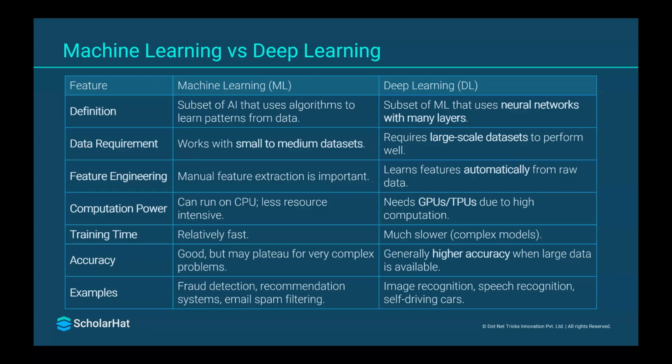Machine learning is a subset of AI that uses algorithms to learn patterns from the data. From the data input we give, it finds a pattern, and based upon that it trains the model to take decisions. Deep learning is a subset of machine learning that uses neural networks with many layers.